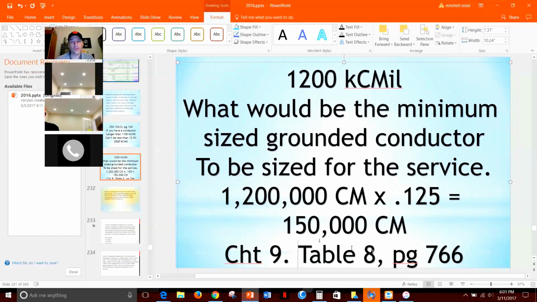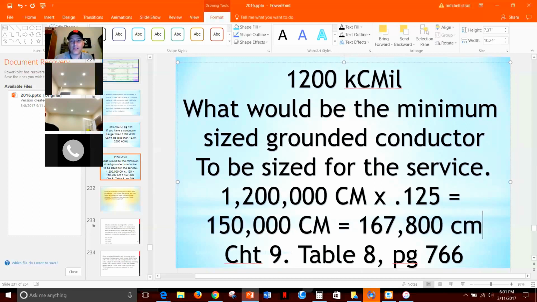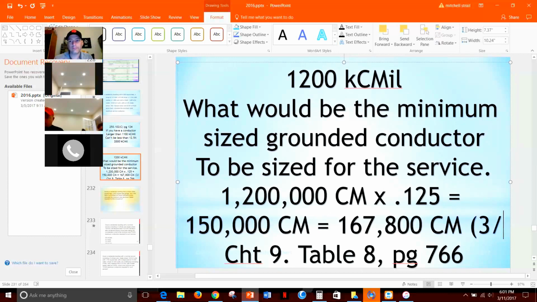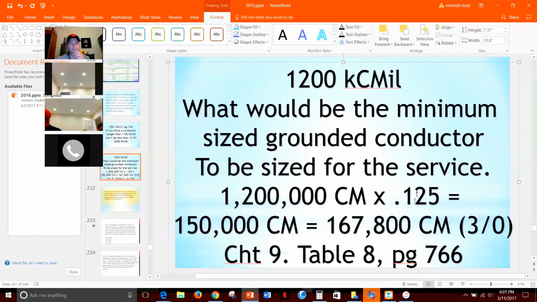3/0. What is a 2/0 size? 2/0 is a 133,100. Okay, and then the 3/0 is 167,800. All right, and that's going to be exactly what we'd have to have then, which would call that a 3/0. And there you go. Okay.